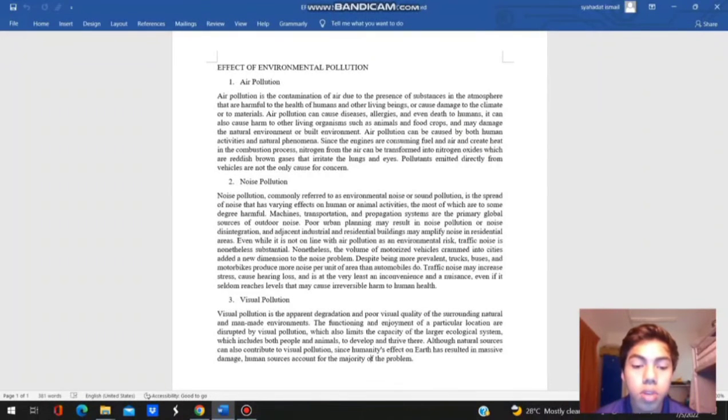Next, about the visual pollution. Visual pollution is the apparent degradation or poor visual quality of the surrounding natural and man-made environment. The functioning and enjoyment of the particular location are disrupted by visual pollution, which also limits the capacity of the largest ecological system, which includes both people and animals, to develop and thrive there. Although natural sources can also contribute to visual pollution, since humanity's effect on Earth has resulted in massive damage, human sources account for the majority of the problem.